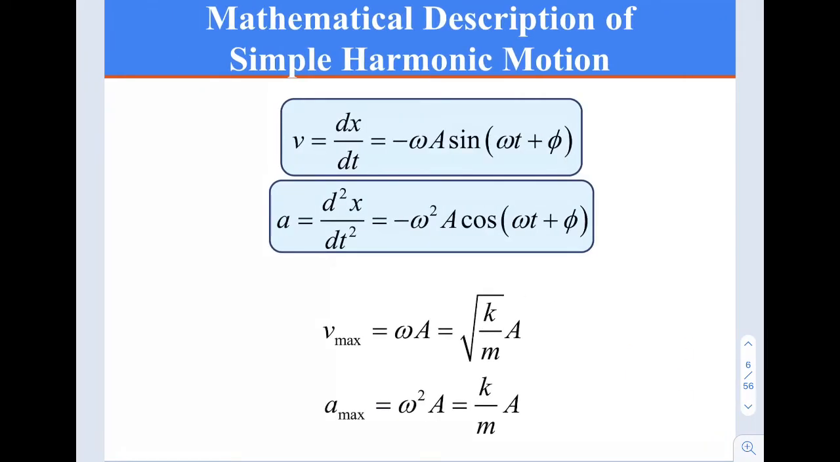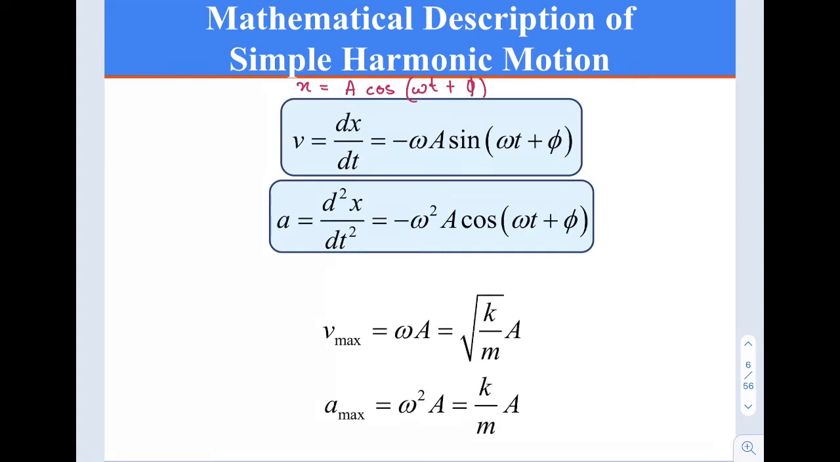Okay, so now let's take a look at the velocity. Velocity is defined as the rate of change of position with respect to time. So what is our position? Our position, if you recall, our x is actually A cos(omega t plus phi). This is our x.